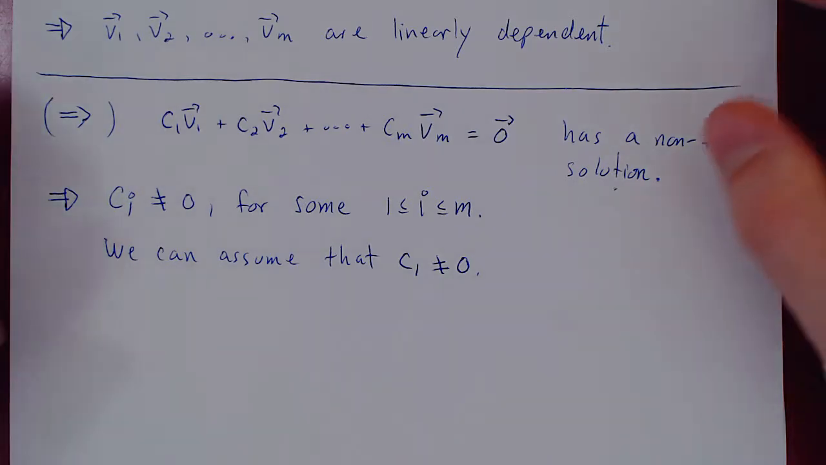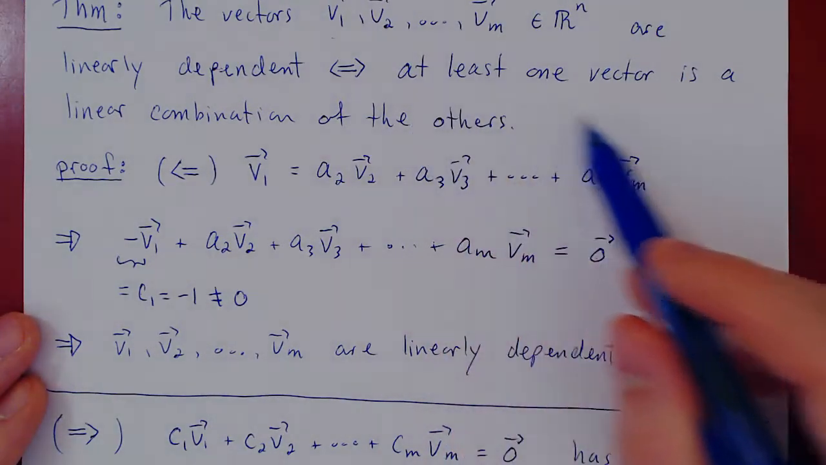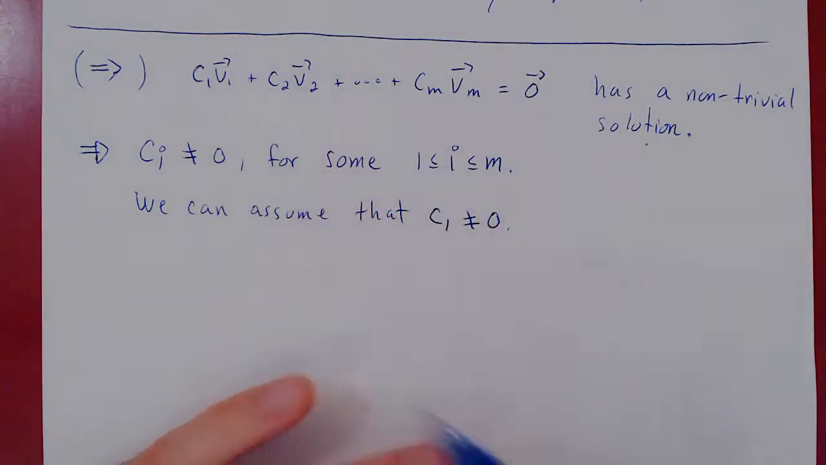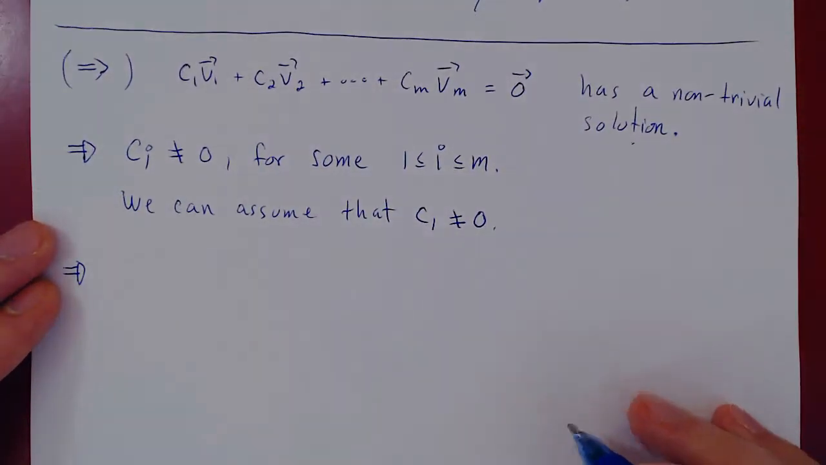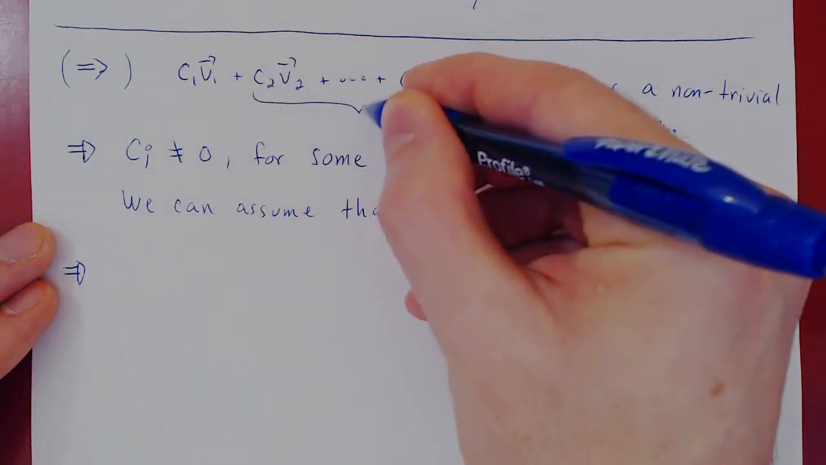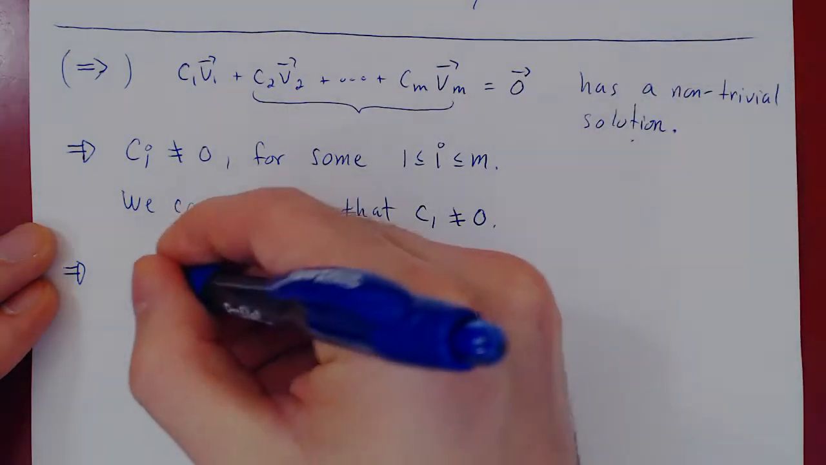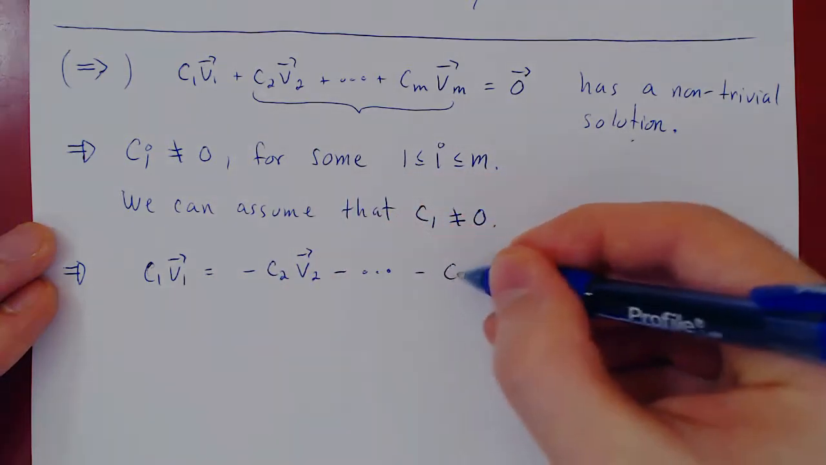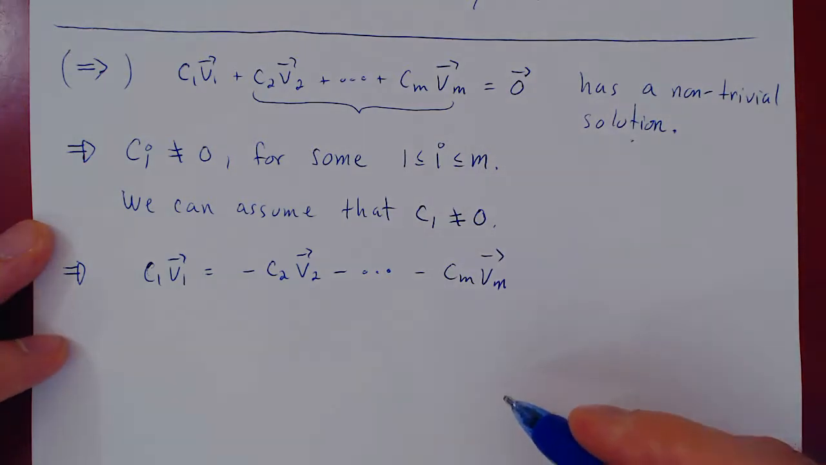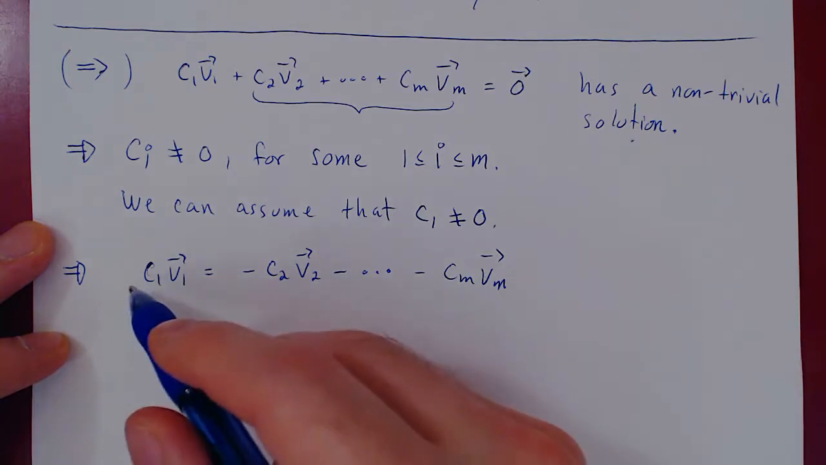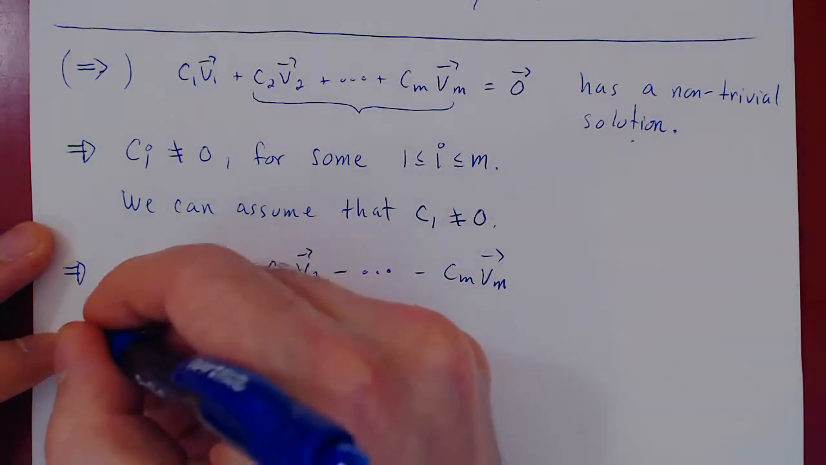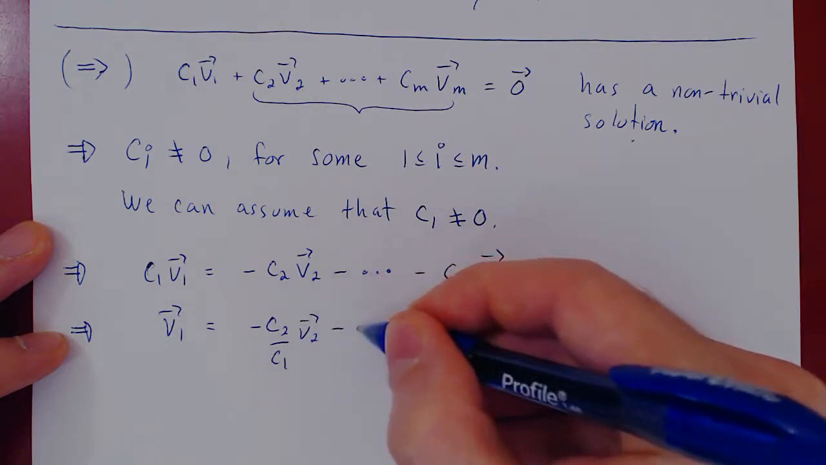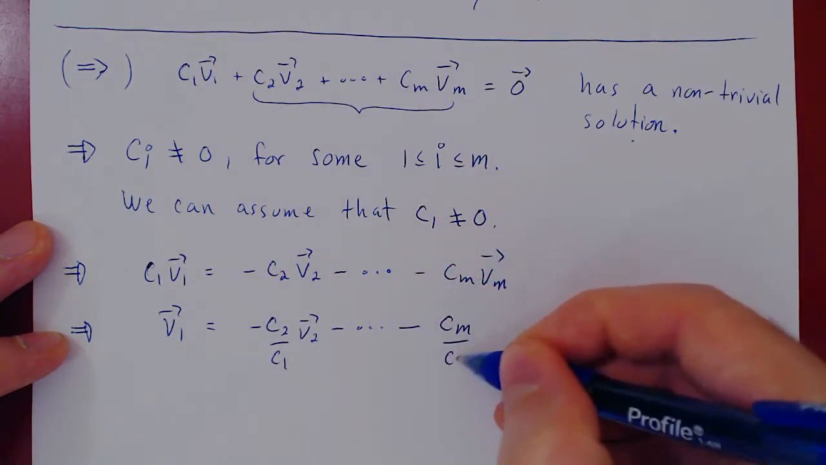Now think of it, what is our desired conclusion? We want to conclude from this that at least one vector is a linear combination of the others. Well, if c1 is not 0, we can isolate c1 v1. So, subtract everything here and send it on the other side, and you will get that c1 v1 is equal to negative c2 times v2, negative up to negative cm times vm. And because c1 is not 0, we can multiply across by 1 over c1, and you will get that v1 is equal to negative c2 over c1 times v2, negative dot dot dot up to negative cm over c1 times vm.